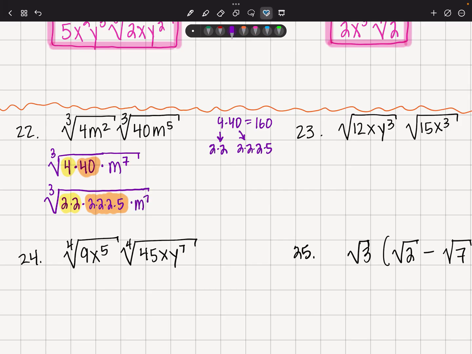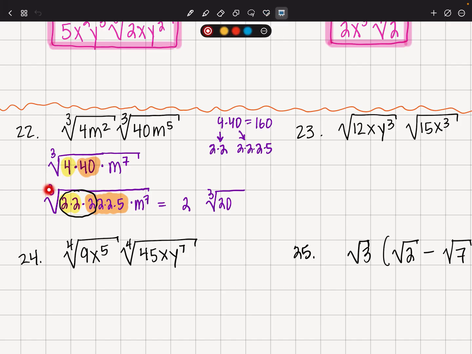And then we've got m to the 7th. So I'm looking for groups of 3. So I've got 3 2s right here, and I've got 4 times 5 left over. So this is going to become a 2 on the outside with a cubed root of 20. 2 times 2 times 5 is 20 left over.